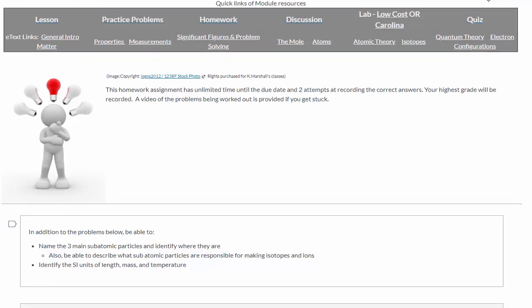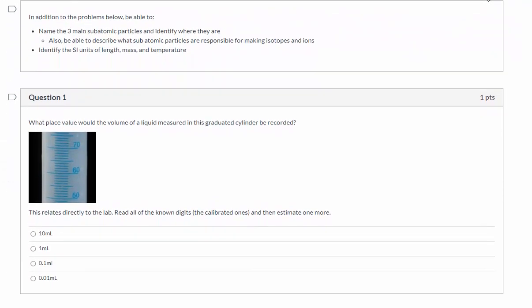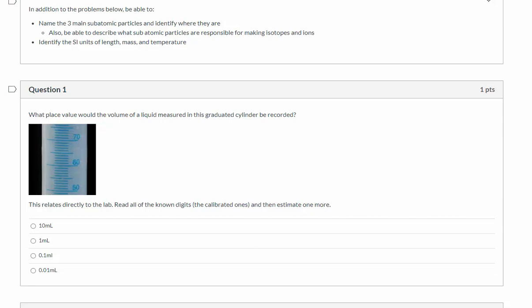Homework number 1. In addition to the problems that you find in your homework, be sure you can name the 3 main subatomic particles and identify where they are. So we have protons and neutrons. Protons are positively charged, neutrons are neutral, and they're found in the nucleus. We also have electrons. They're negatively charged, and they're found orbiting outside of the nucleus.